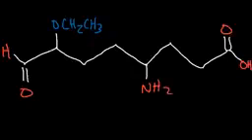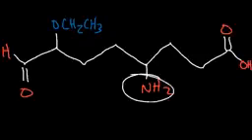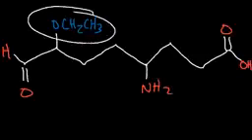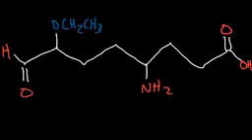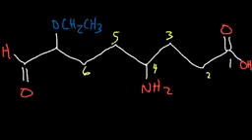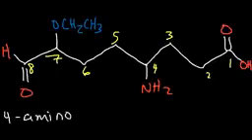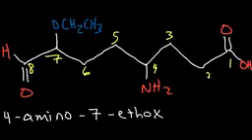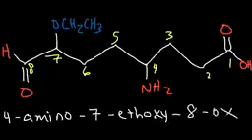NH2, the amine, as a substituent is called amino, and the ether is known as ethoxy as a substituent. So we need to start counting from the carboxylic acid. So this is going to be called 4-amino. We need to put it in alphabetical order. Dash 7-ethoxy. Dash 8-oxo for the aldehyde. And then octanoic acid.